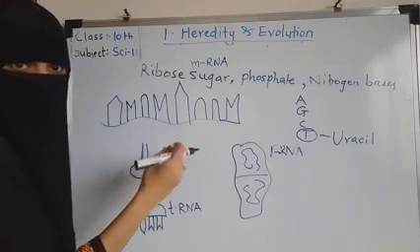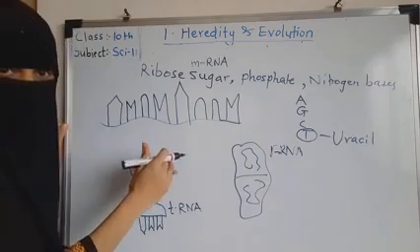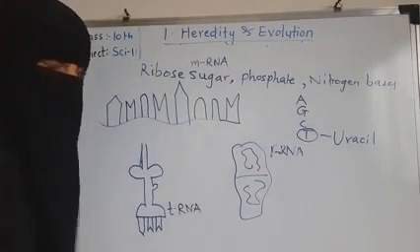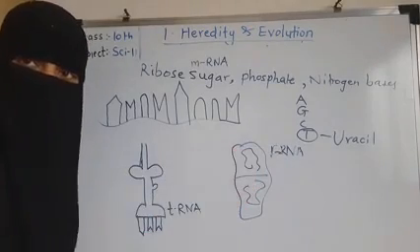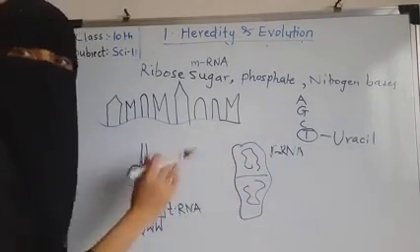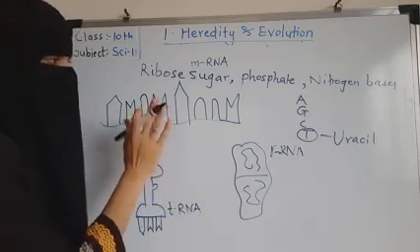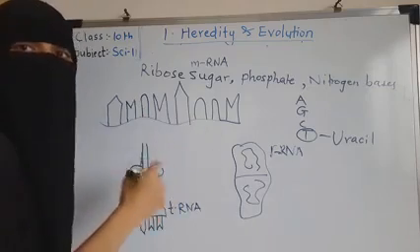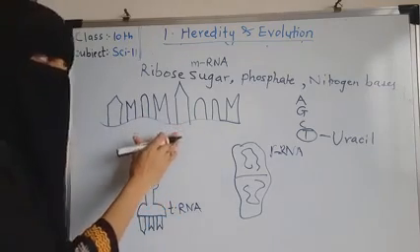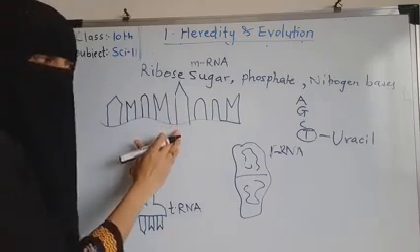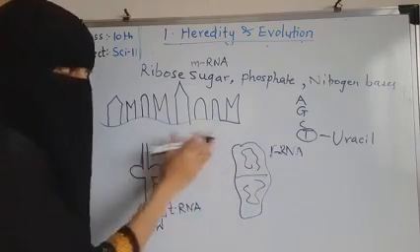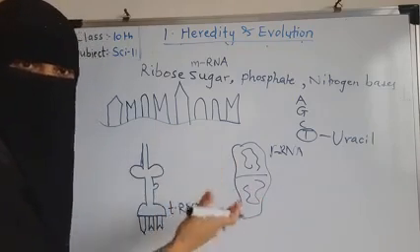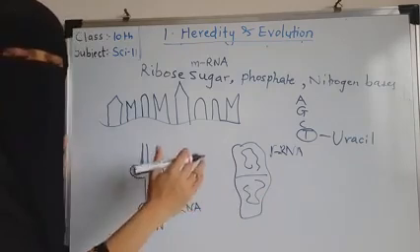Now see, this DNA is present in the nucleus, right? But what about the ribosome? Is the ribosome present in the nucleus? No. The ribosome is present in the cytoplasm, right? So whatever information is present on the gene for protein synthesis, that information is carried by messenger RNA to ribosomal RNA, that is from the nucleus to the ribosome, which is present in the cytoplasm, right? So that is messenger RNA.